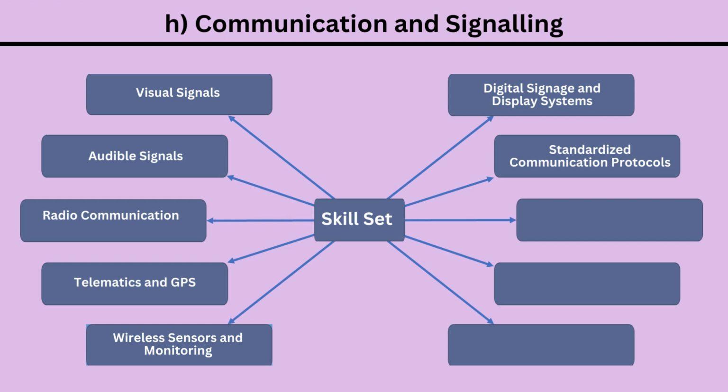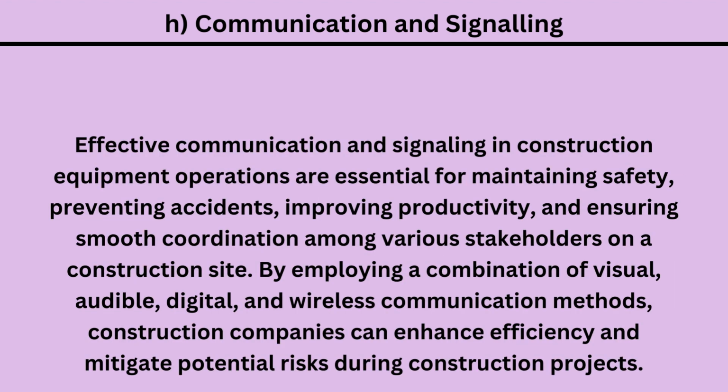7. Standardized communication protocols. Effective communication and signaling in construction equipment operations are essential for maintaining safety, preventing accidents, improving productivity, and ensuring smooth coordination among various stakeholders on a construction site. By employing a combination of visual, audible, digital, and wireless communication methods, construction companies can enhance efficiency and mitigate potential risks during construction projects.